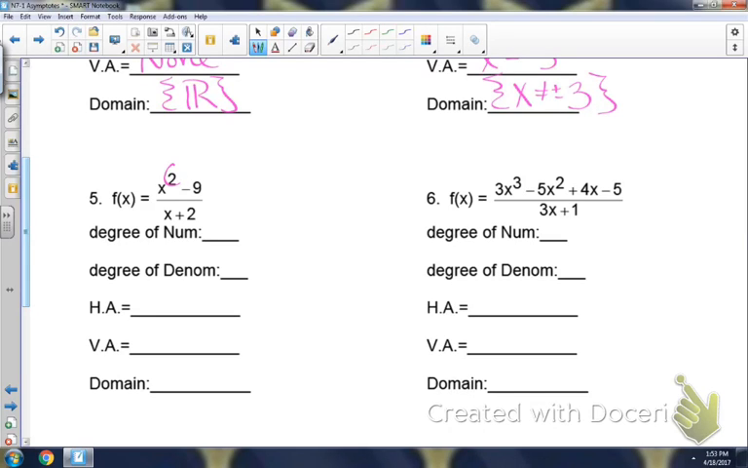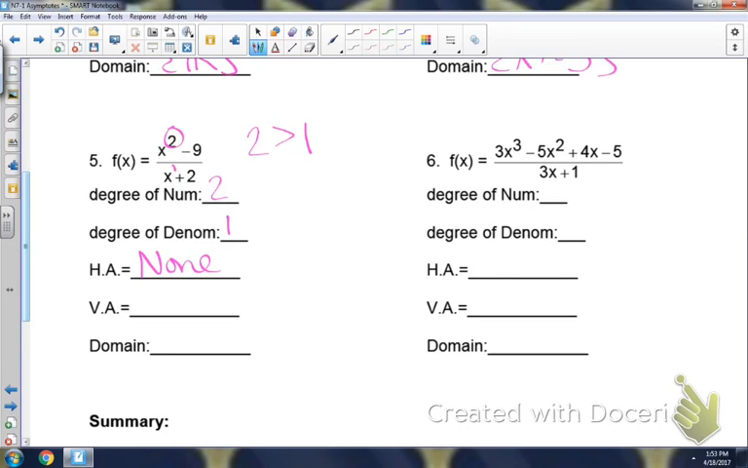Degree of the numerator is 2. Degree of the denominator is 1. Compare the numerator degree to the denominator. 2 is greater than 1. When they're greater, then there's not a horizontal asymptote. Vertical asymptote. So looking at the denominator, negative 2 would cause that to be 0, so x would equal negative 2. Therefore, domain is everything except negative 2. So x cannot equal negative 2.